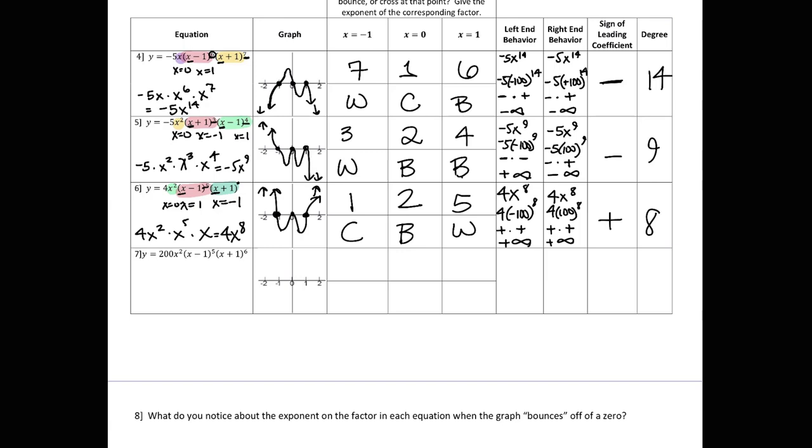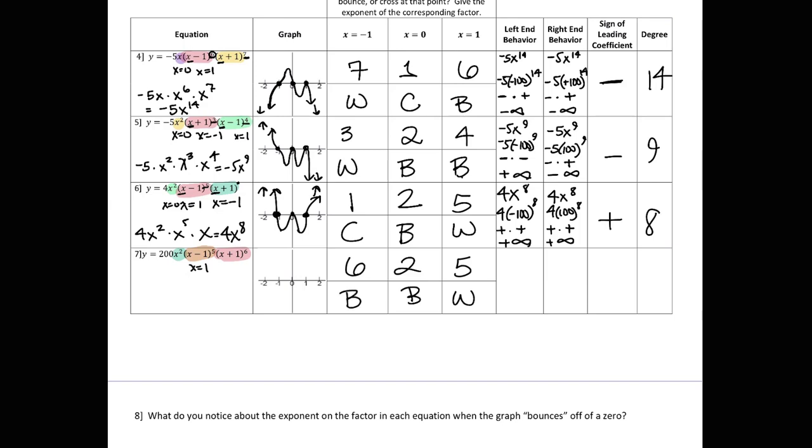Let's do the next one. We have y equals 200x squared times x minus 1 to the 5th times x plus 1 to the 6th. So for the 0, x equals 0, we have degree of 2, which corresponds to a bounce. For the 0 of 1, we have multiplicity 5, which corresponds to a wiggle. And for the 0 of x equals negative 1, we have multiplicity 6, which corresponds to a bounce.